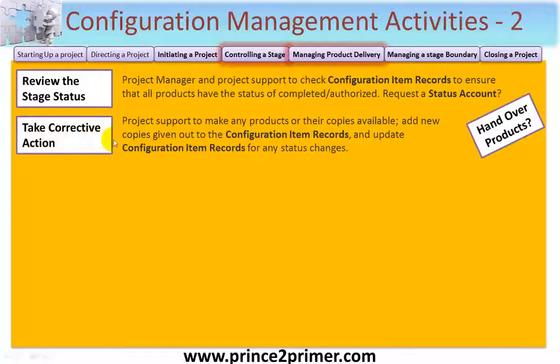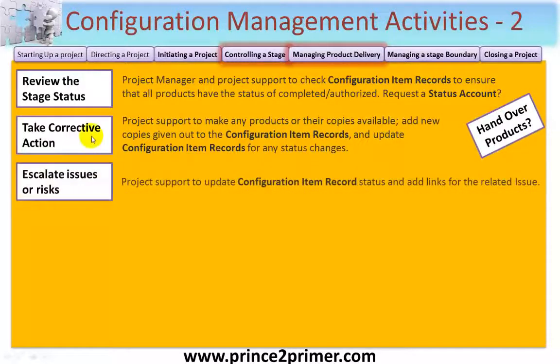Take corrective action is where the project manager needs to do just that because of differences between the planned information, actual and forecasts. And here project support would be involved in making any products or their copies available, add new copies given out to configuration item records, or update them for any status changes.